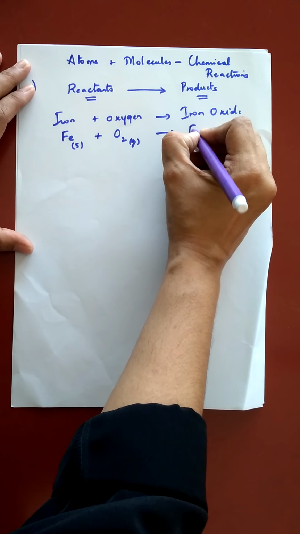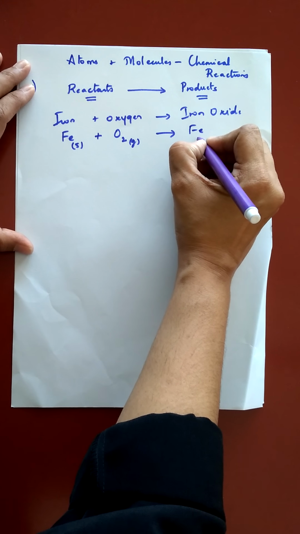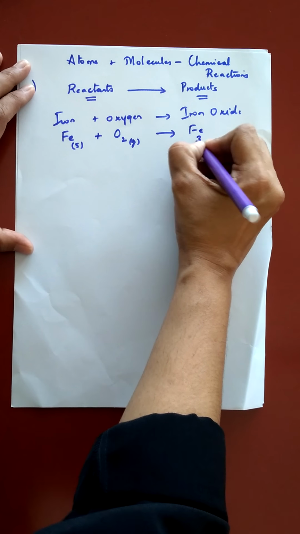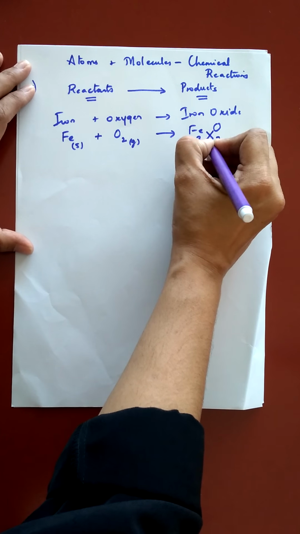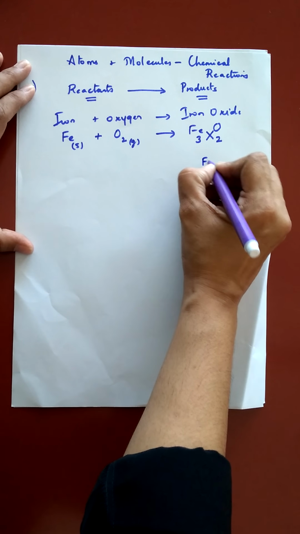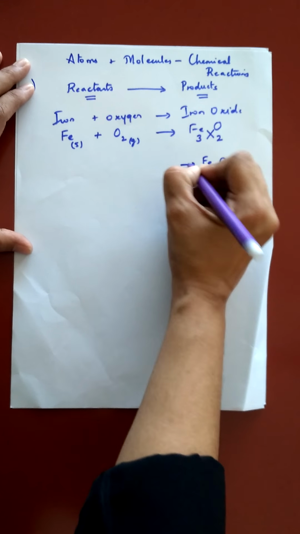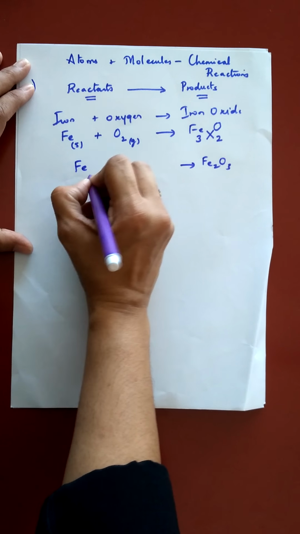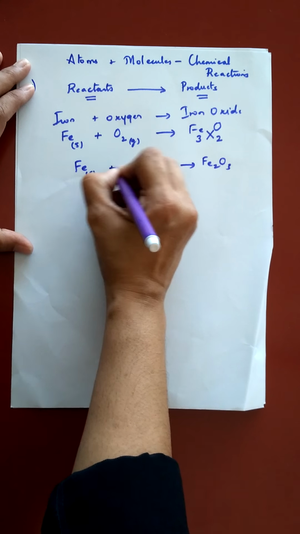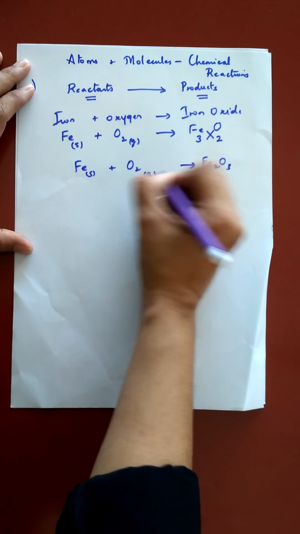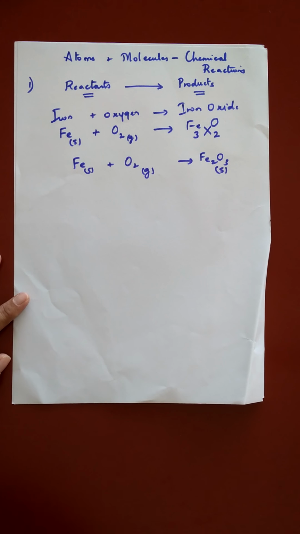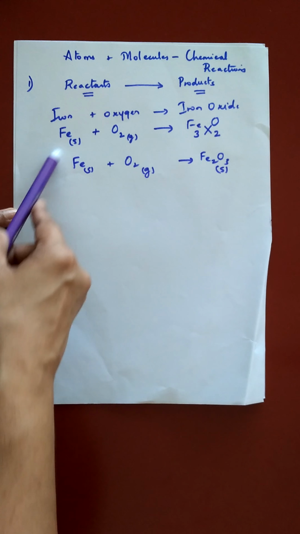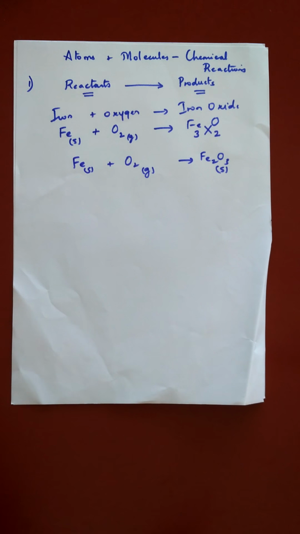Iron is Fe, the valency of iron is 3, oxide is O, the valency of oxide is 2. After you cross multiply, you get Fe2O3. So iron, Fe, reacts with oxygen to give iron oxide, which is a solid, which is nothing but rust. Is that clear to all of you? So basically this is a chemical equation.